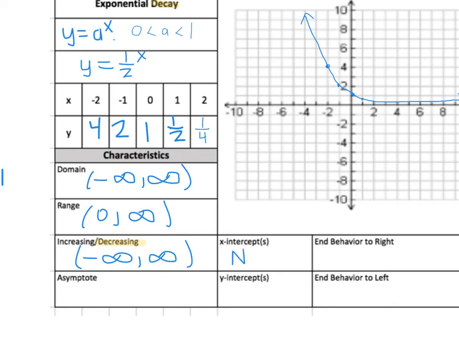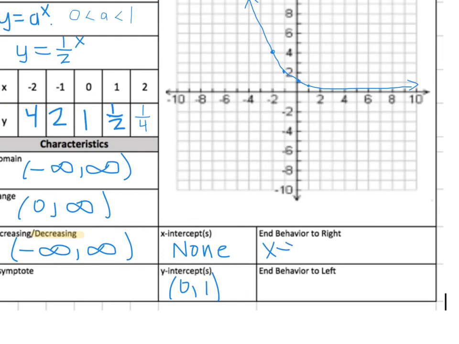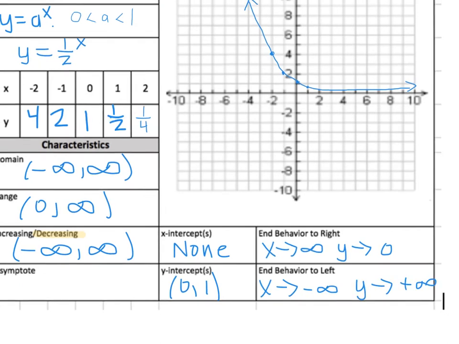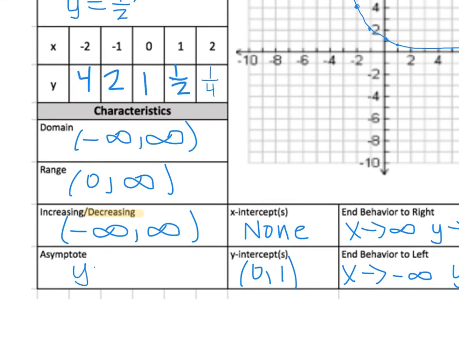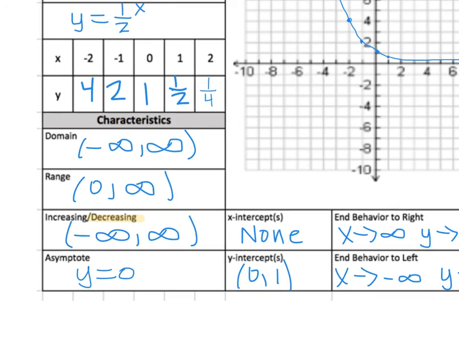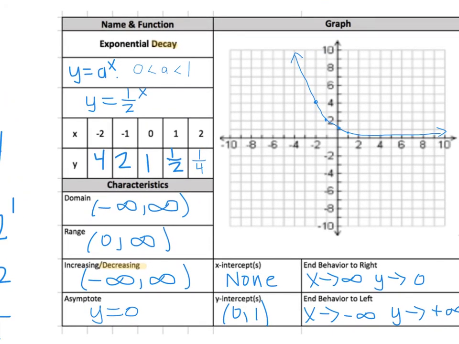X-intercept is, again, there's no x-intercept because it doesn't cross the x-axis. The y-intercept, again, we've got 0, 1. And the end behavior to the right, as x values go to infinity, this time y values are going to this fixed value of 0. As x values go to the left, to -infinity, y values are going to +infinity. They're increasing. The asymptote, again, is y equals 0. Okay, the reason we call this exponential decay is because of this decreasing on the entire domain.